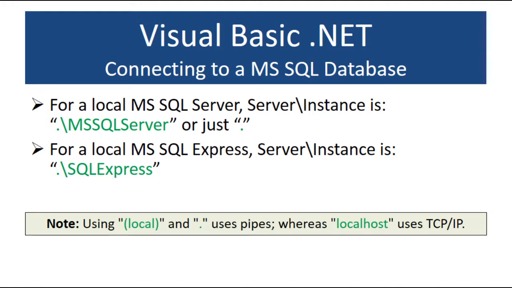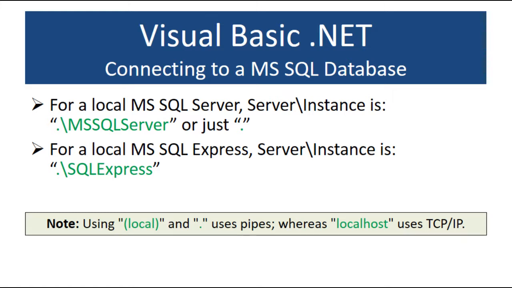Now, if it's on a different machine, of course, the dot would be replaced with the name of the computer where it's at, or the IP address where it's at. But the instance name would be MS SQL Server if we're going to key that in. Now, I use Microsoft's free version, the Express, and here's where I key in /SQL Express. And that takes me to the version that I'm working with. Now, I want you to note that if we use the parentheses, (local), or the dot, we're using what's called pipes. And that makes it very easy to access.